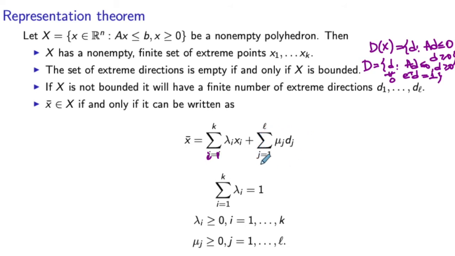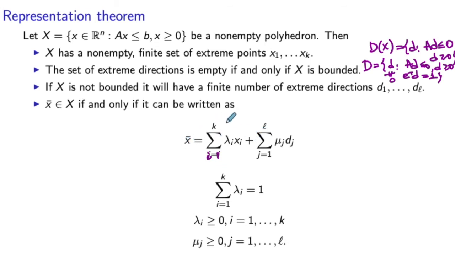extreme directions. And this is an if and only if statement, meaning that if X bar is in this polyhedral set, then there is this representation in terms of extreme points and directions. And on the other hand, if X bar can be represented as this combination here, then X bar must belong to X. And in fact, this latter part is trivial to establish.